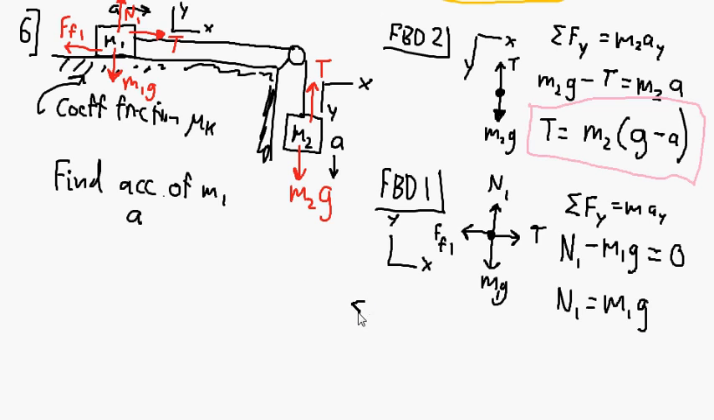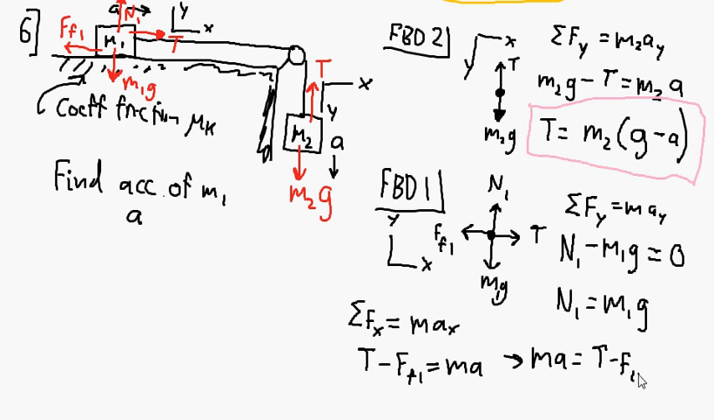Okay, let's do the sum of forces in x, and that is going to be mass times acceleration in x. So the sum of forces in x is tension minus friction force from block 1. Our acceleration in the x direction is just this a here, is ma. We want to solve for a. So this is ma equals T minus f1.